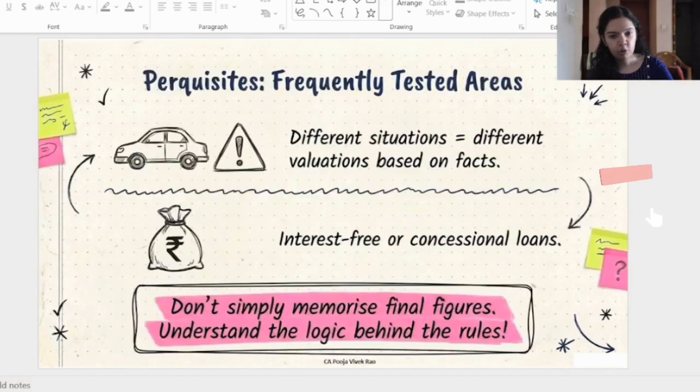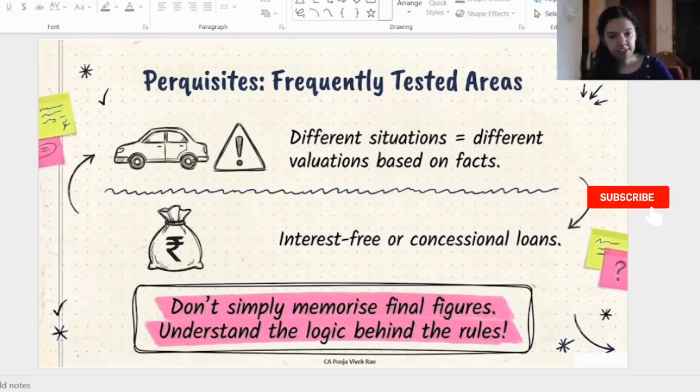Another important component of salary is perquisites. There are several valuation rules, but some areas are frequently tested through practical questions. One important area is motor car valuation. So you should be very clear about the different situations involved in motor car valuation and how the valuation changes depending upon the facts of the case.